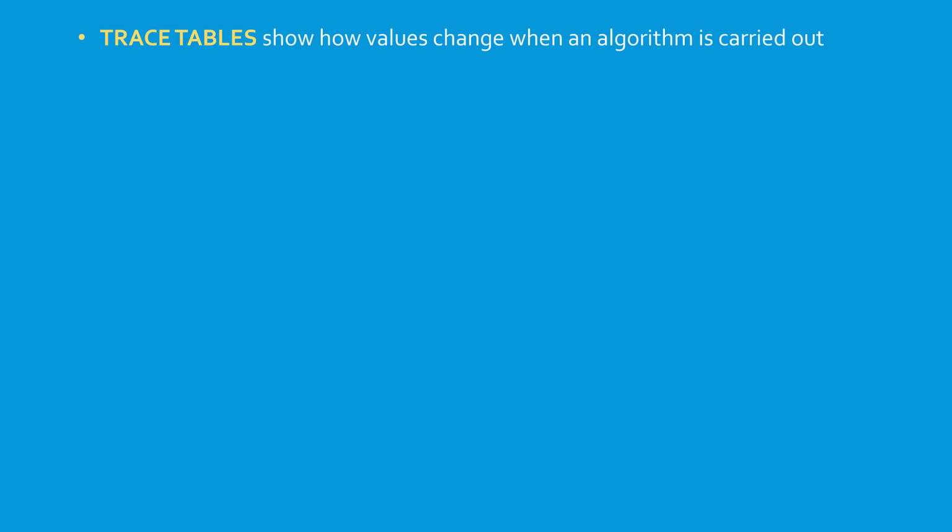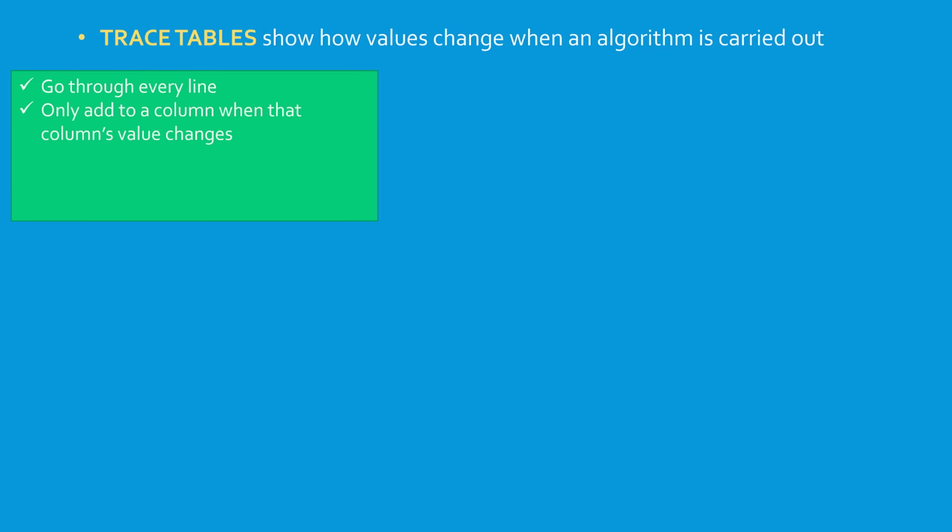Trace tables can often be worth a fair few marks, and they show how values change when an algorithm is actually carried out. So just to give you some tips for these, make sure you go through every line of the code and follow every line of the code. Only actually add to a column when that particular column's value changes. Don't copy down loads of values all the time. And as a general rule, it's not always exactly true, but generally only move on to a new row in the table when you move into a new block in the code. So new selection, new iteration, etc.